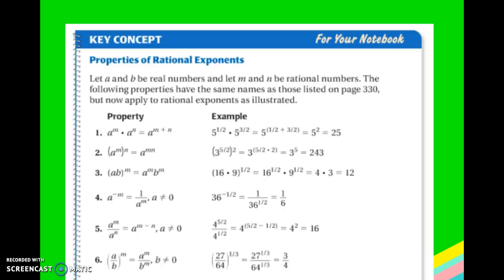So this is a little display of all of our properties. In case you've lost your foldables, they're all here. And here's a reminder, you're welcome to study this as you want.